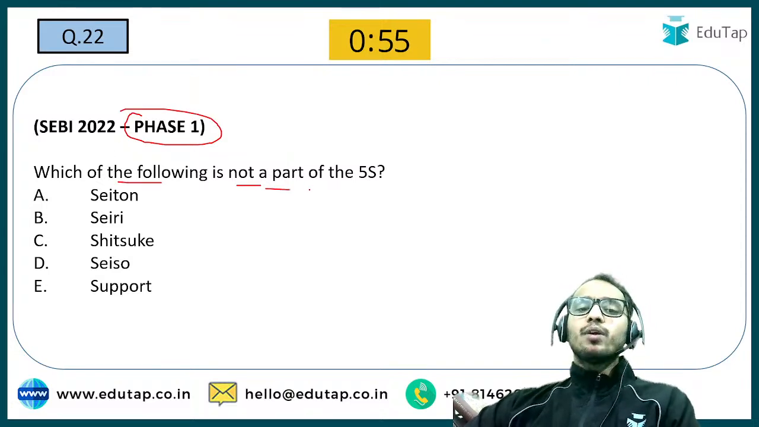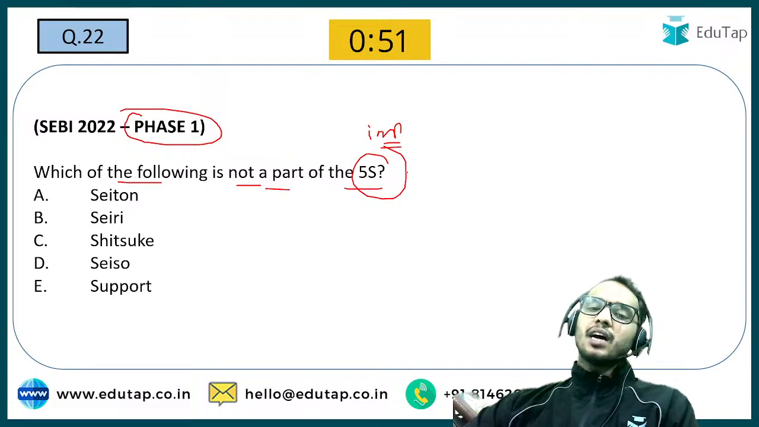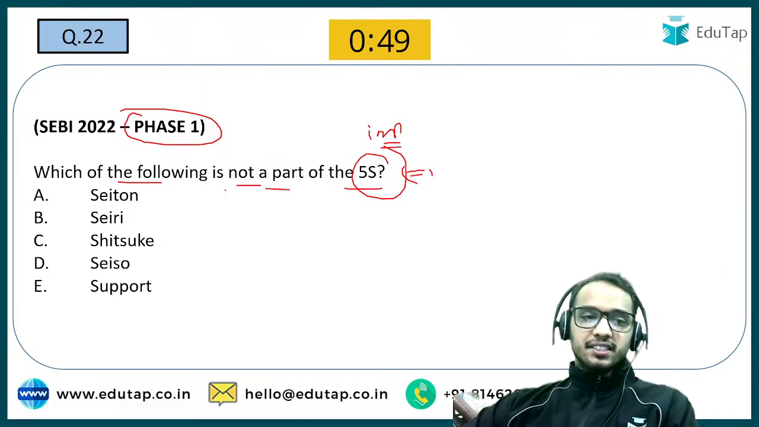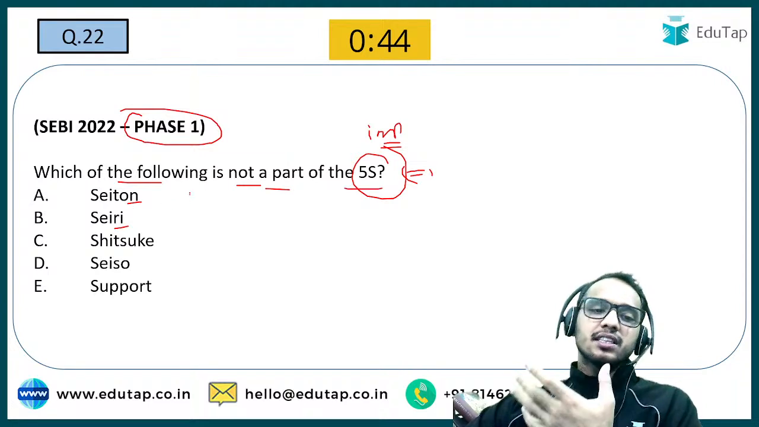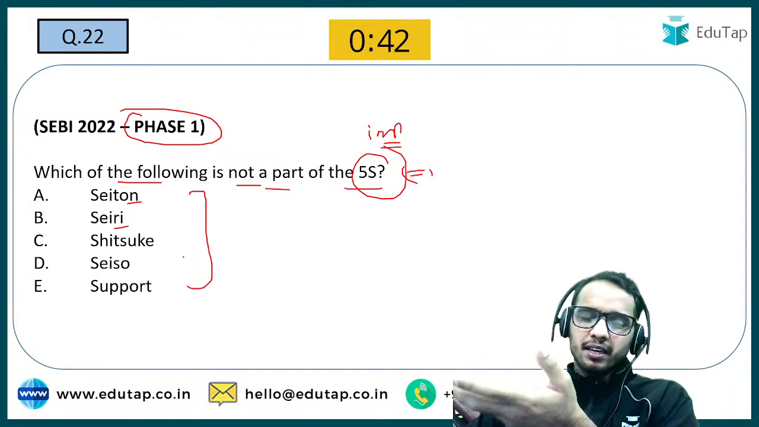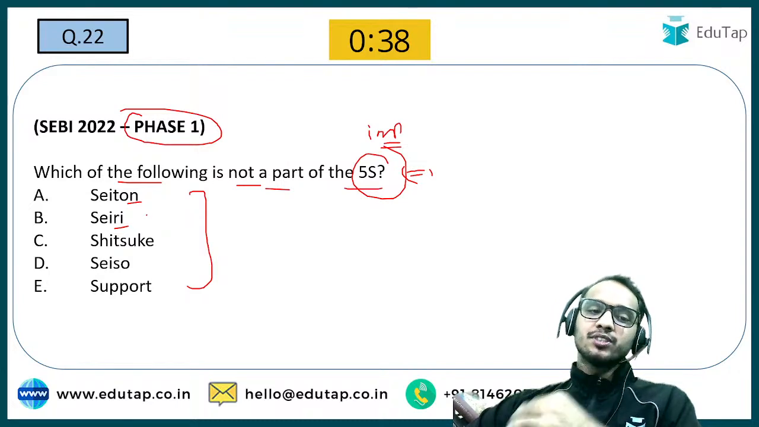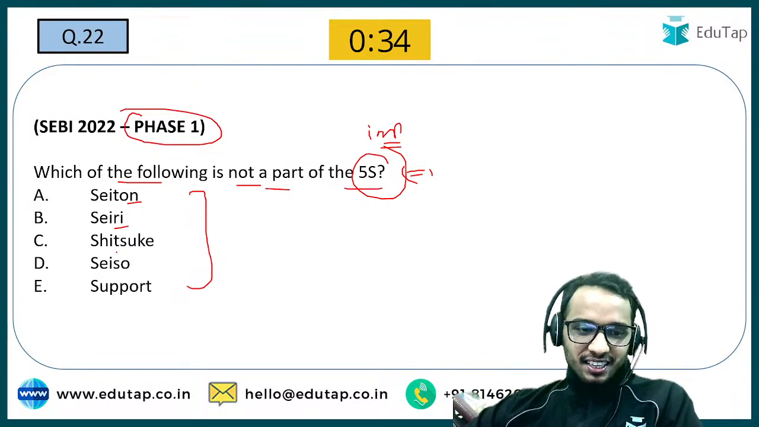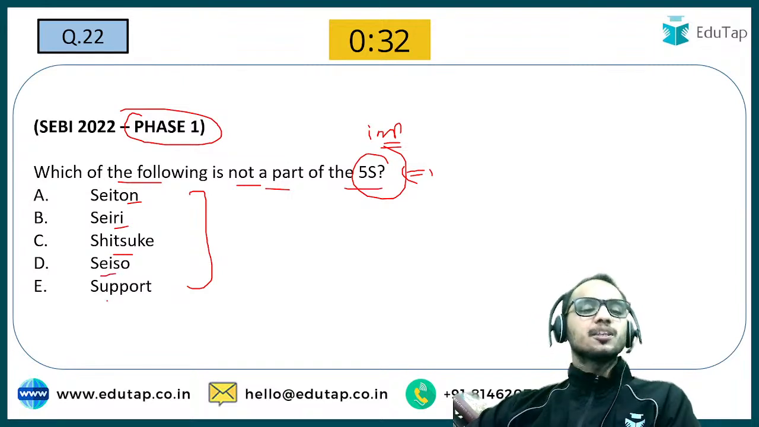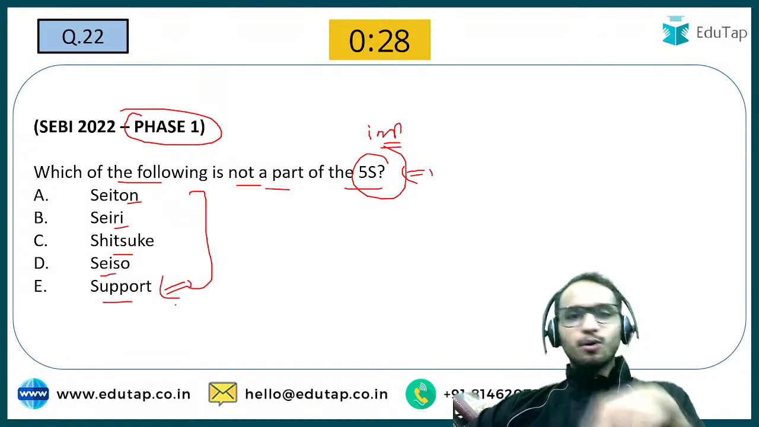Which of the following is not a part of the 5S? Important question. It has been asked every time. 5S: Seiri, Seiton, Seiso, Seiketsu, Shitsuke, and support. So don't get into my pronunciation, because these are not English words. These are Japanese words, I guess. Just try to understand the logic. So the answer here would be support. Support is not included in the 5S.